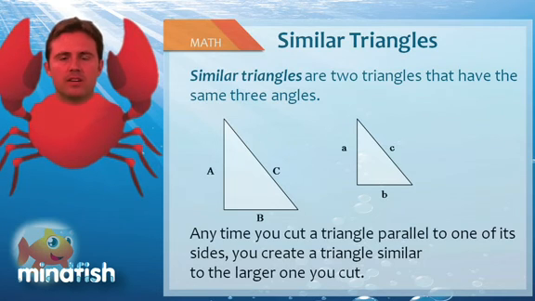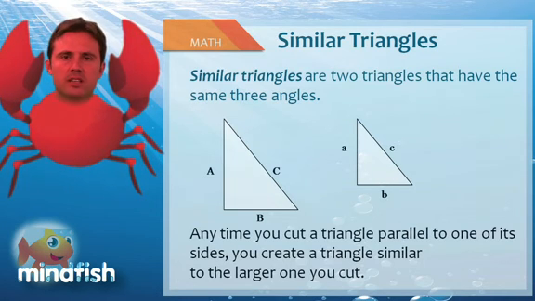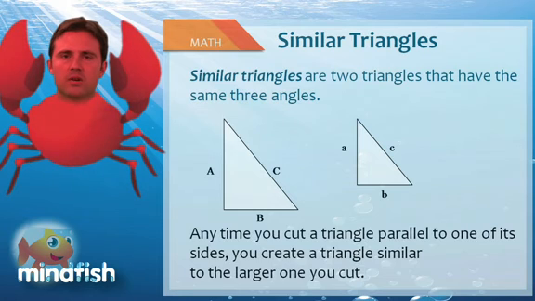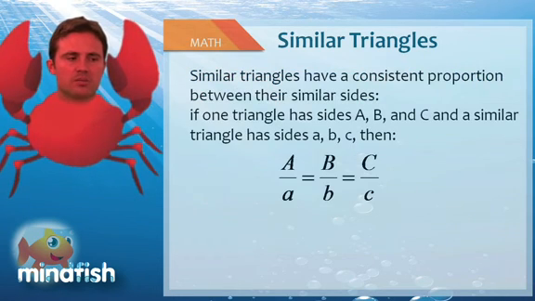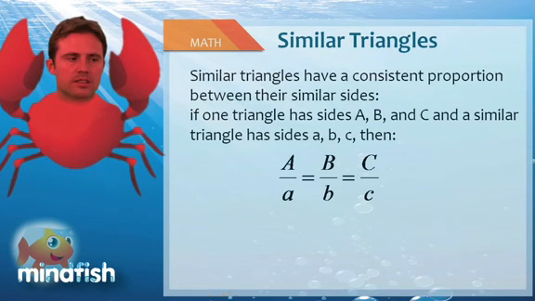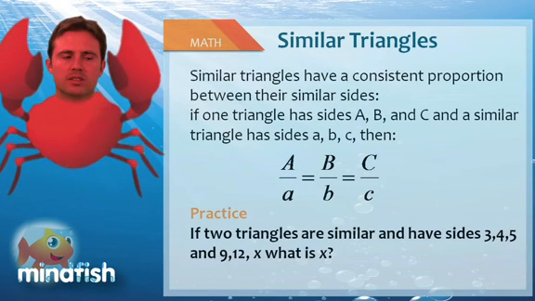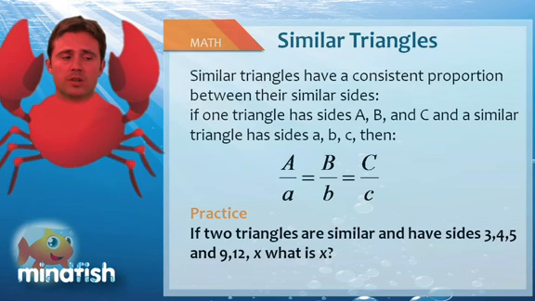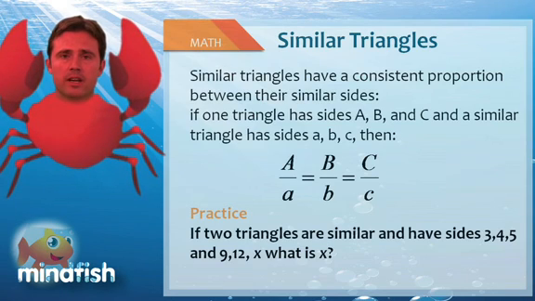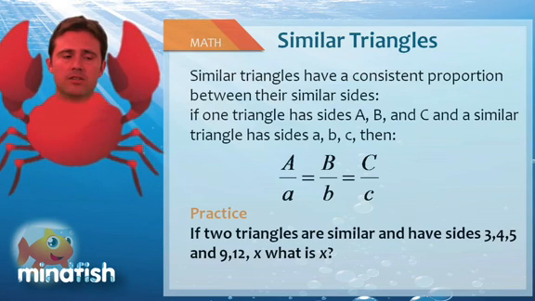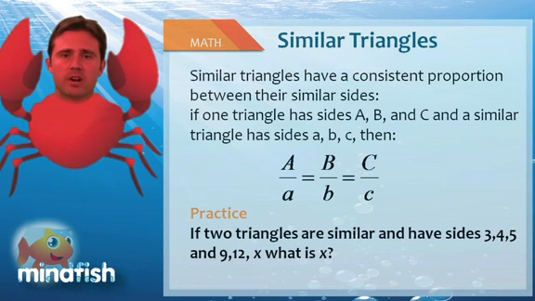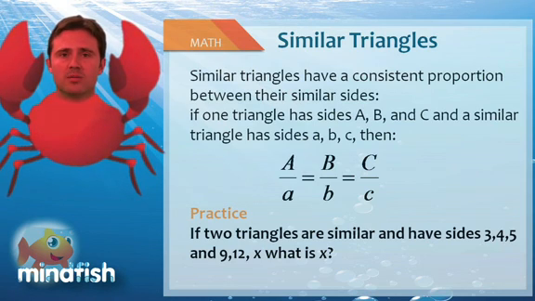Now, similar triangles have a nice relationship. You can divide the big side of one by the small side of the other for any corresponding set of sides. So in the drawing I have here, big A over little a equals big B over little b equals big C over little c. So let's take a look at a similar triangles question. If the two triangles are similar and have sides 3, 4, 5, and 9, 12, x, what is x? Using the equation, we simply say 9 over 3 equals x over 5. Since 9 is 3 times as big as 3, the missing side would have to be 15, because that would be 3 times 5.